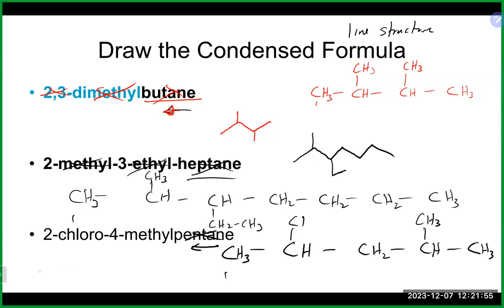Same deal for the line structure. You just start with your 5. 1, 2, 3, 4, and 5. At number 2, we do need to put the Cl, otherwise it's a methyl group if you just put the line. And number 4, we could just put the line.